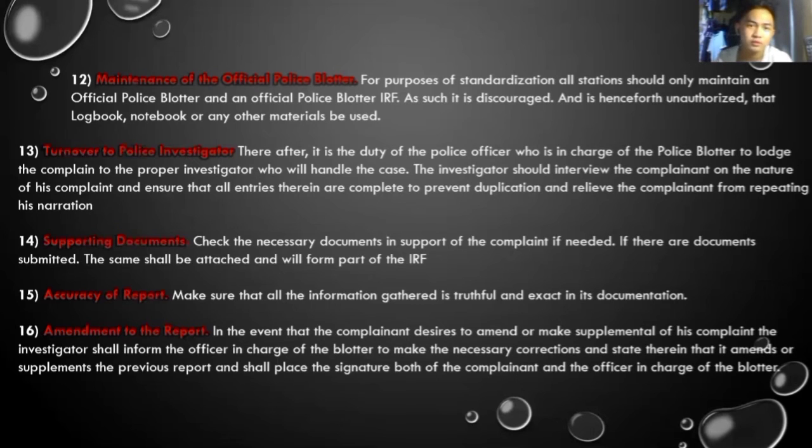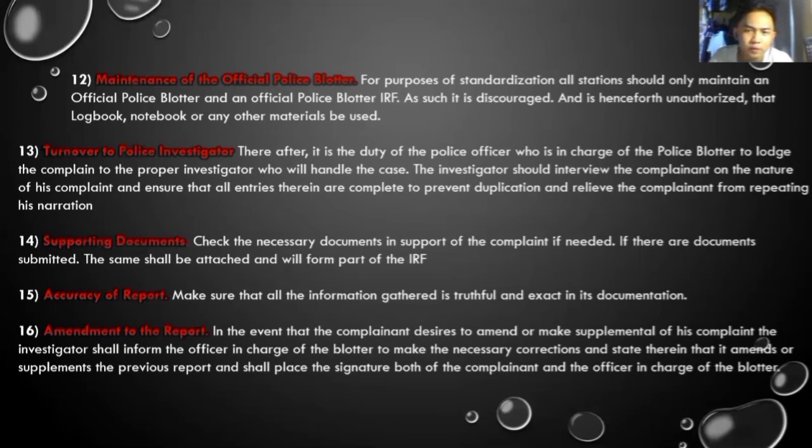12. Maintenance of official police blotter. For purposes of standardization, police stations should only maintain an official police blotter and official police blotter IRF. As such, it is discouraged. It is henceforth unauthorized to use a logbook, notebook, or any other materials.